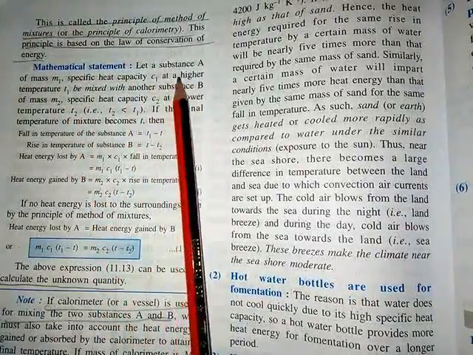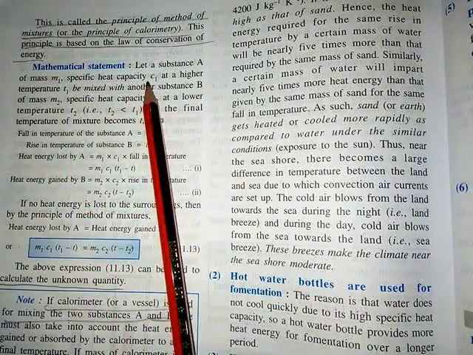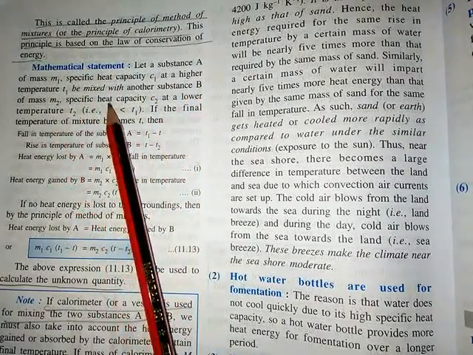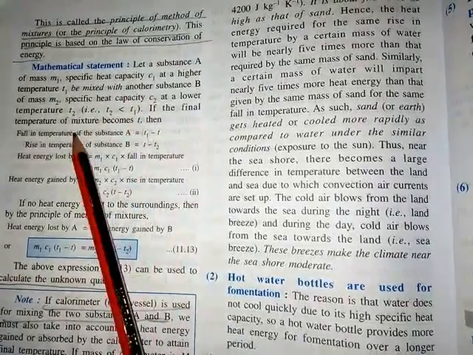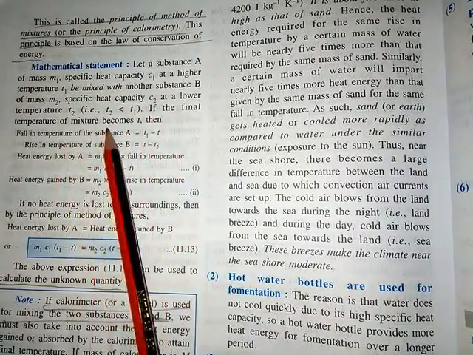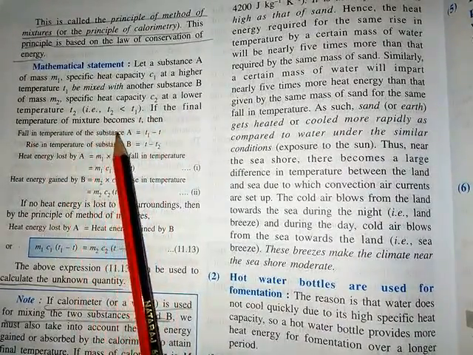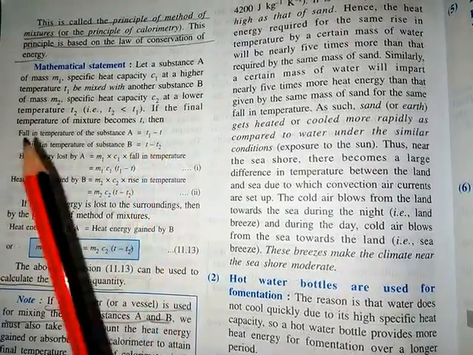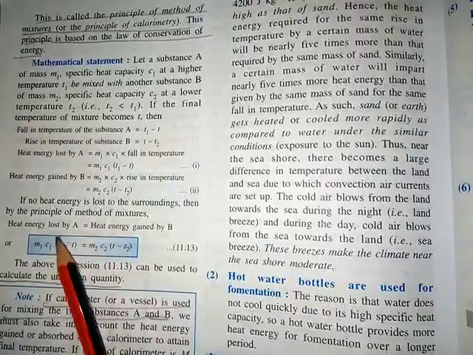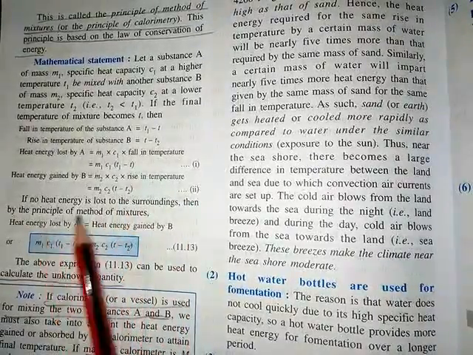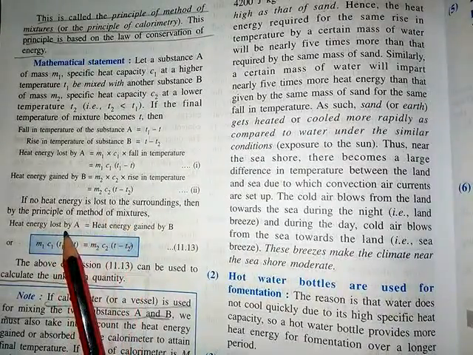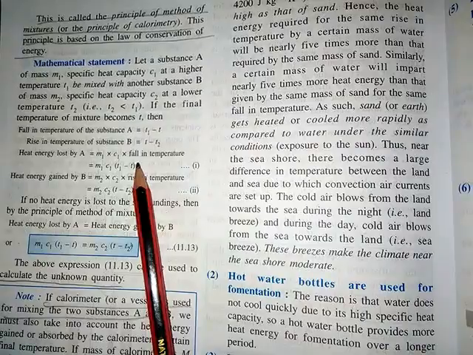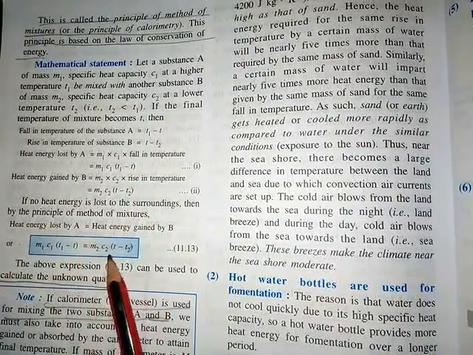Mathematical statement. Let a substance A of mass m1, specific heat capacity C1 at a higher temperature T1 be mixed with another substance B of mass m2, specific heat capacity C2 at a lower temperature T2. If the final temperature of the mixture becomes T, then the fall in temperature of substance A is T1 minus T, and the rise in temperature of substance B is T minus T2. So if no heat energy is lost to the surroundings, then by the principle of method of mixtures, heat energy lost by A equals heat energy gained by B. So m1 C1 (T1 minus T) equals m2 C2 (T minus T2).